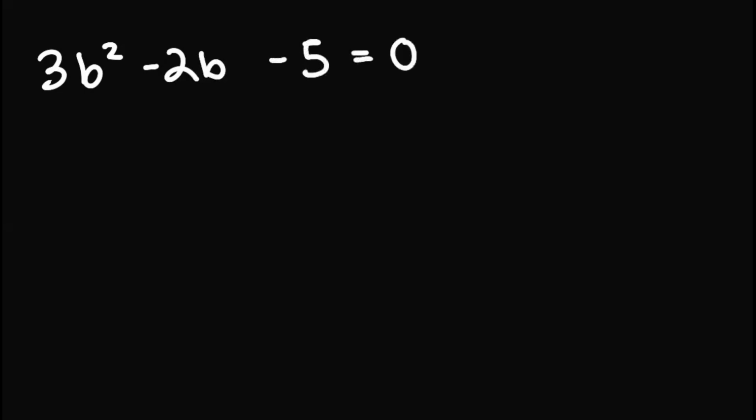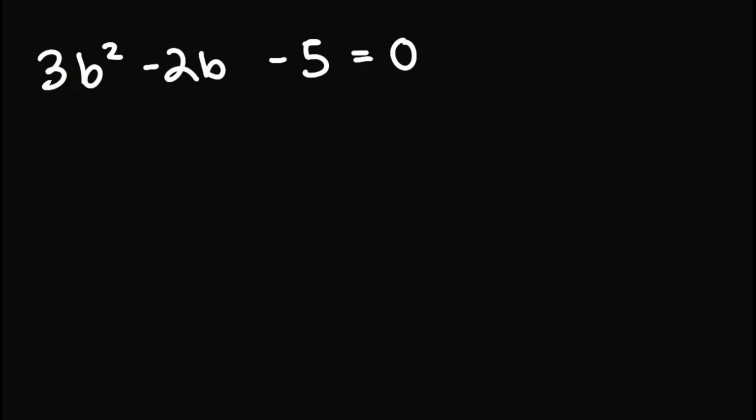Let's have our fourth example. Let's have 3b squared minus 2b minus 5 equals 0. Since the equation is already in our desired form, our goal now is to factor this one out here. And how do we factor this one if there's a coefficient on our leading variable, which is b squared? We can apply the slide and divide method.